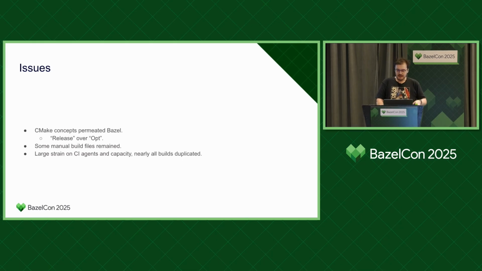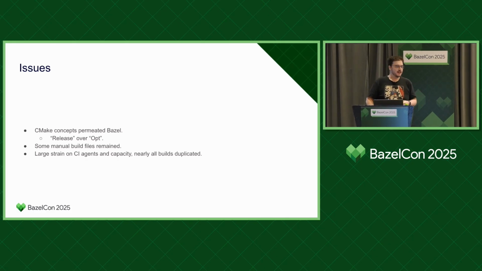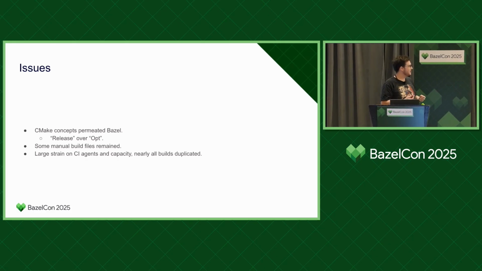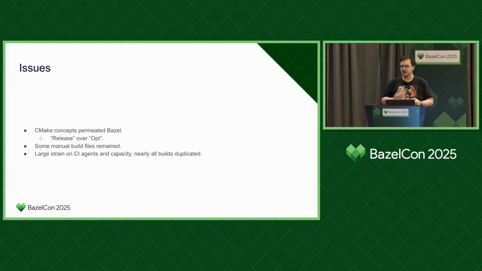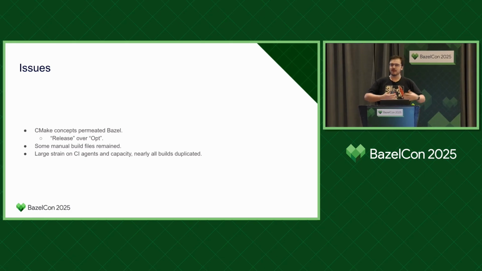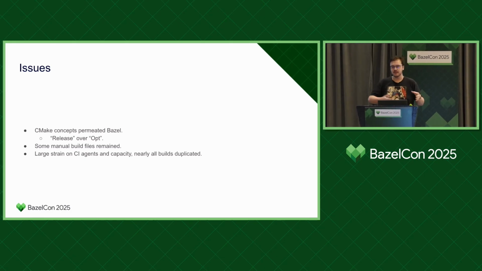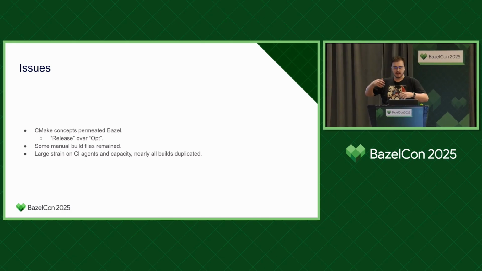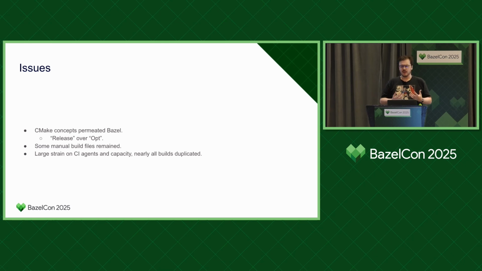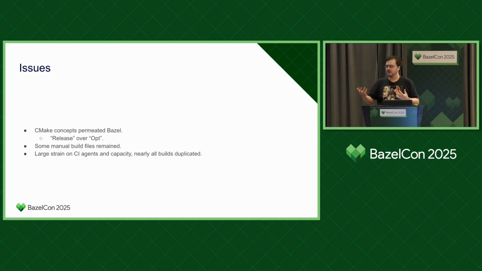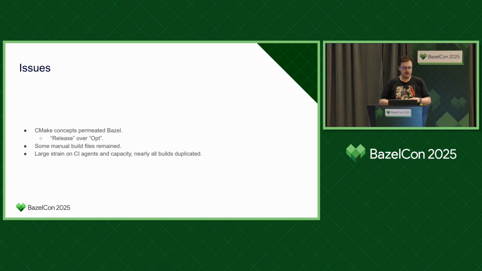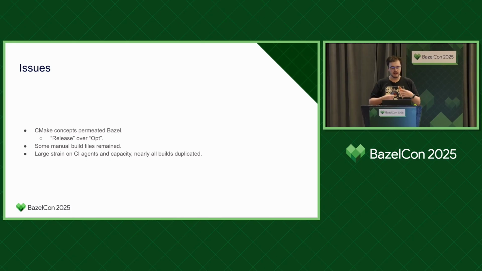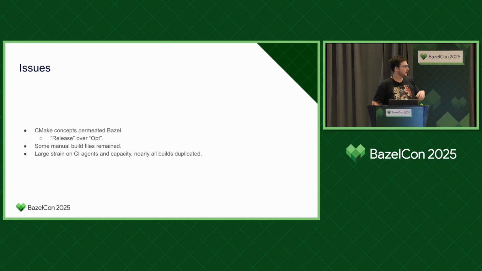And obviously, there are some issues. It wasn't all just rainbows. We found that some CMake concepts were starting to permeate over to Bazel, which is understandable considering we are going from a very CMake-orientated build system to Bazel. So concepts like release, which don't live in Bazel, were starting to permeate, like the names of configs and things like that. So we squashed those as soon as we could.